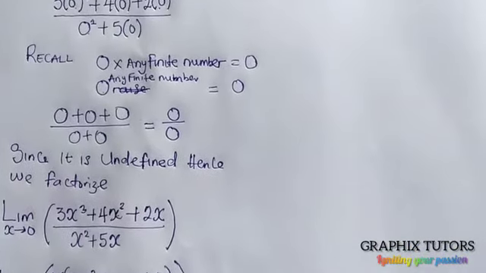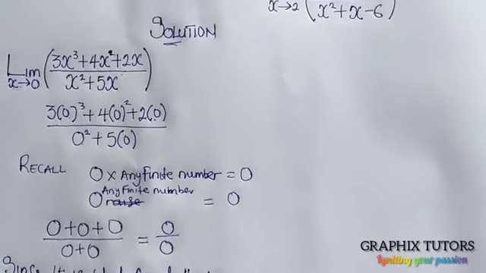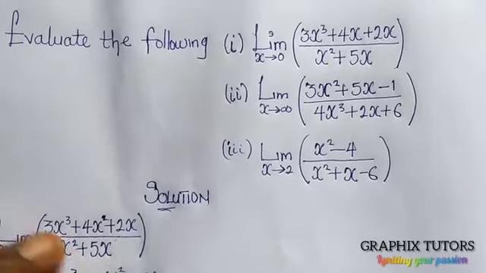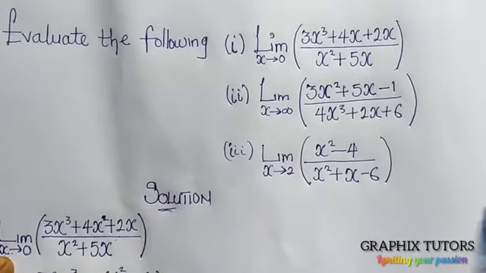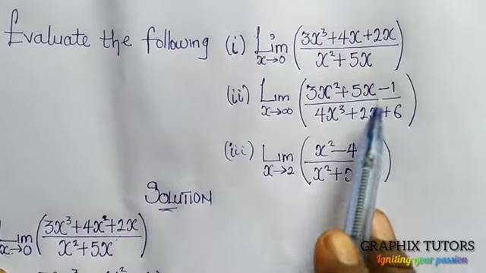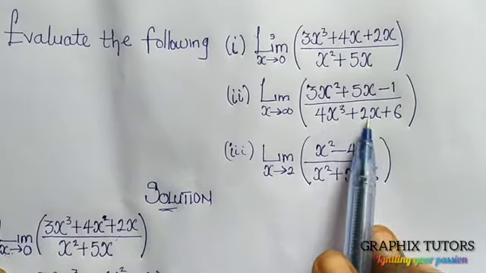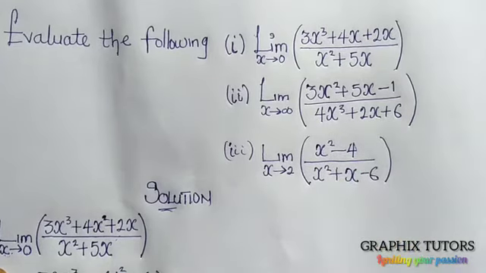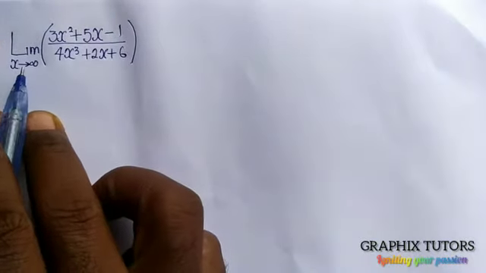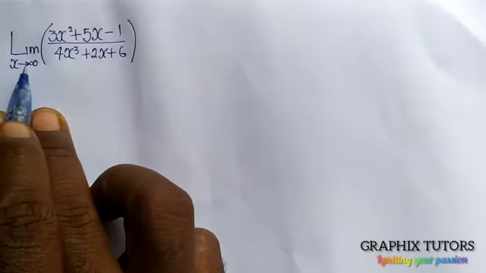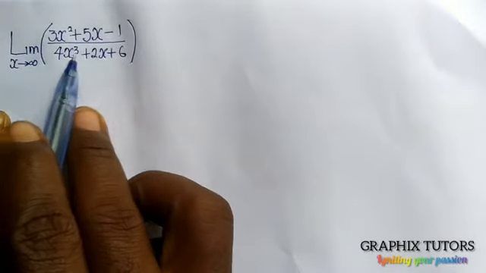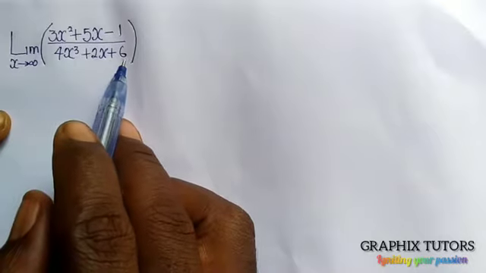Now, the next question. For the next question here, we have the limit as x tends to infinity of 3x squared plus 5x minus 1 all over 4x cubed plus 2x plus 6. So let's write that down. It says: limit x tends to infinity, 3x squared plus 5x minus 1 all over 4x cubed plus 2x plus 6.